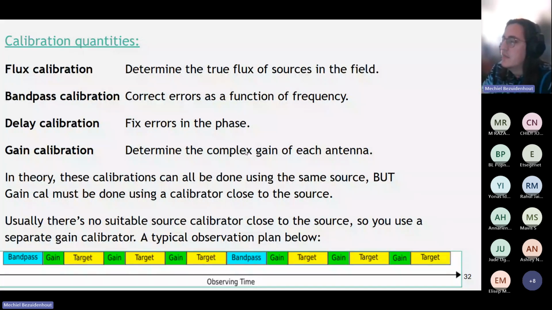We discussed gain in, I think, the second or third lecture in the series. If you need a refresher, you can go back to those.